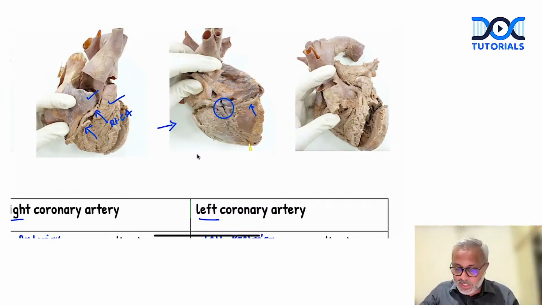Crux of the heart is the point where the atrioventricular groove, the interatrial groove, and the posterior interventricular groove, all of them meet, right? So this is the course of right coronary artery. Left coronary artery, as we can see, is very short, divides into the left anterior descending artery and the left circumflex artery. This is all we need to know in the course and relations.